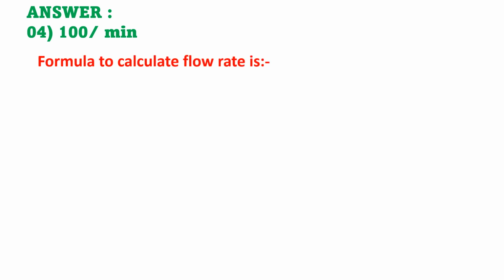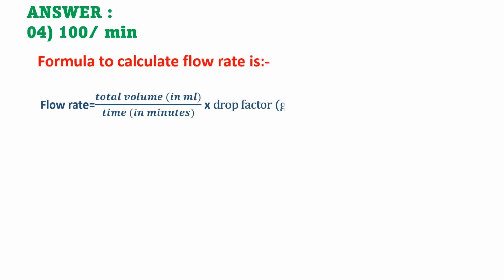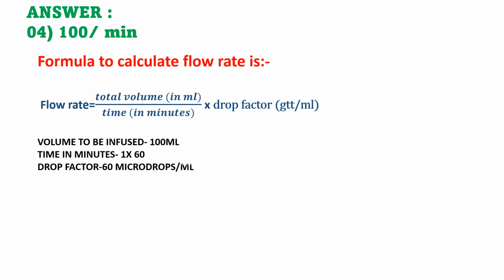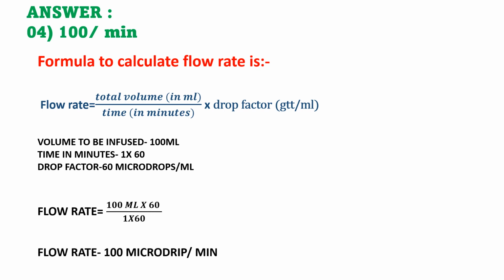The formula we have used here is: flow rate is equal to total volume, which is to be in ml, upon total time in minutes, into the drop factor. In the question, the total volume to be infused was 100 ml. Time was given as 1 hour. By multiplying it with 60, we have converted it into minutes. And the drop factor given was 60 drops per ml. So putting all these values in the above mentioned formula, we get the answer 100 microdrips per minute.